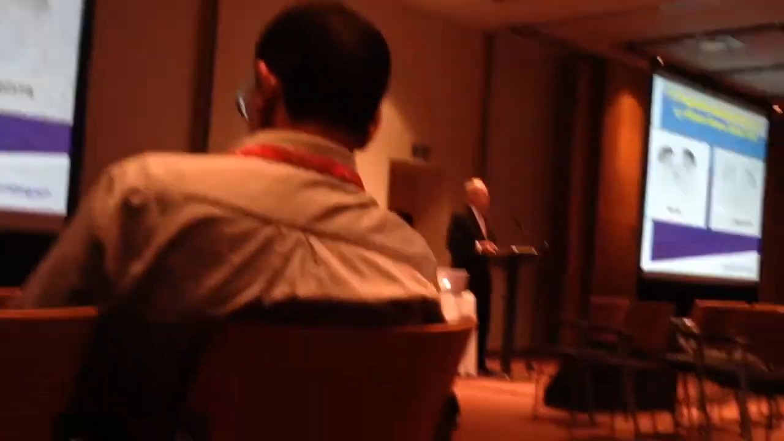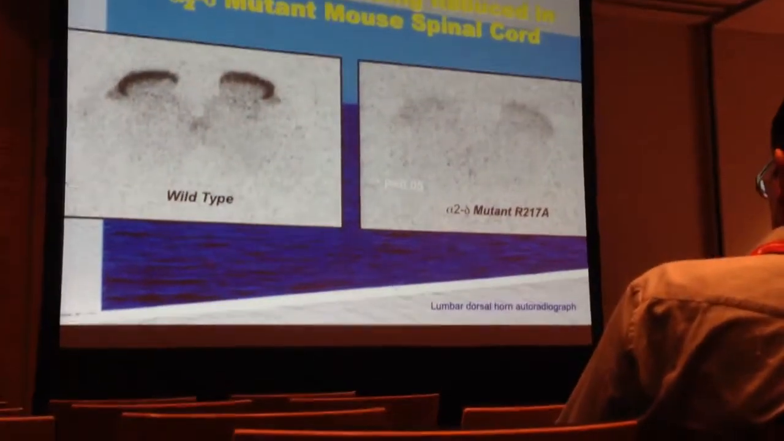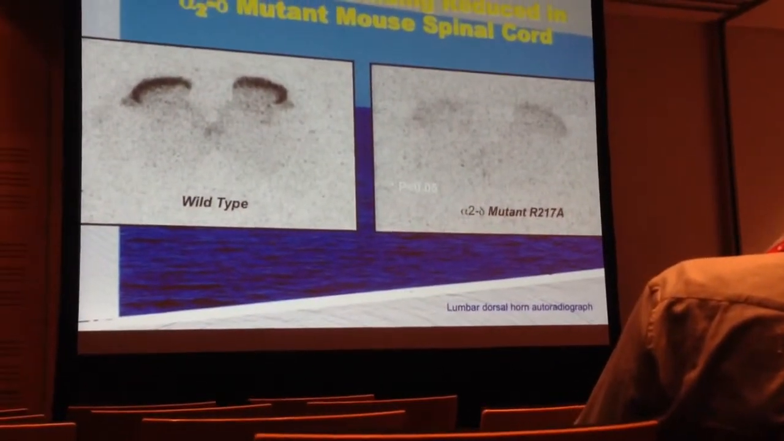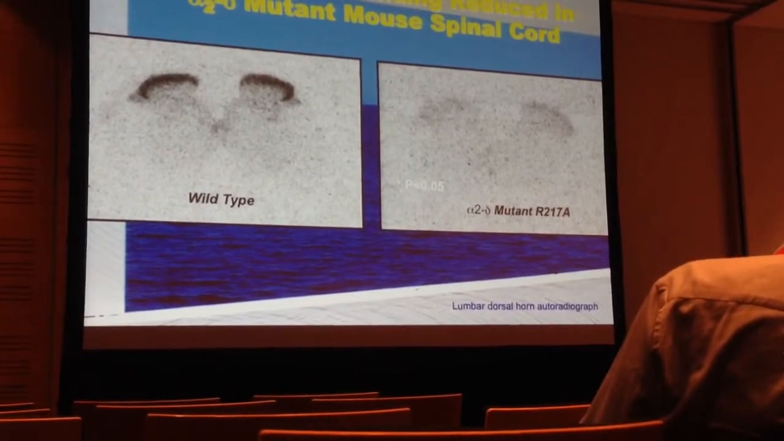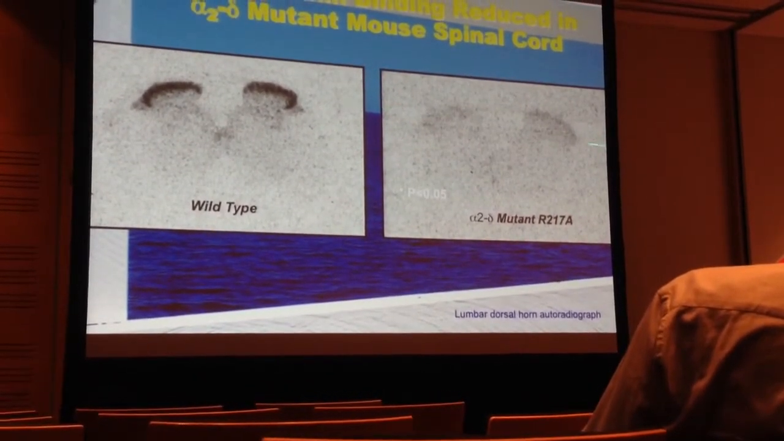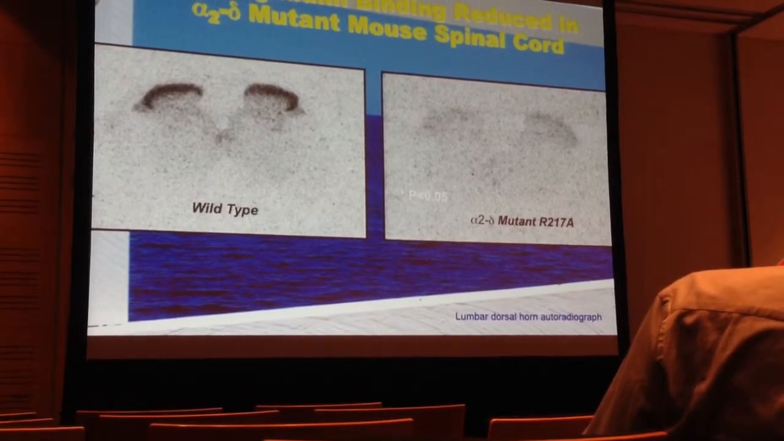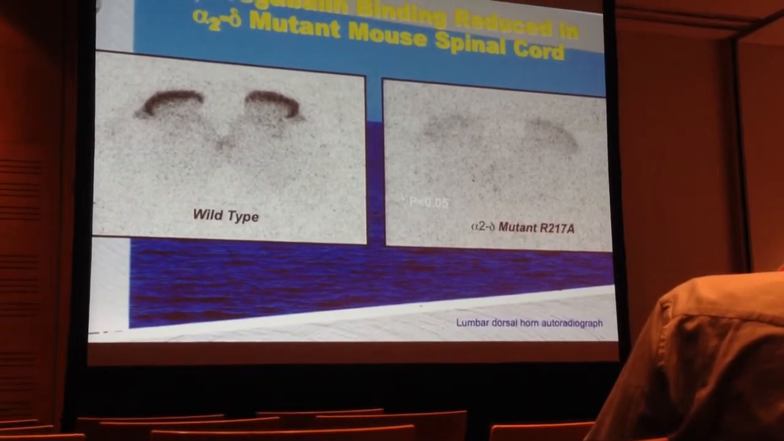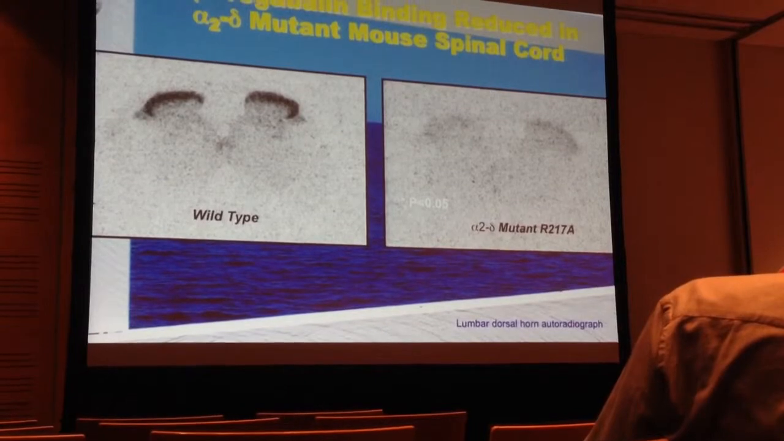Here is one. You see here radioactive pregabalin binding in a normal mouse and in a mouse which has been bred to have no alpha-2 delta subunits. And you see there is no longer any binding in the dorsal horn of the spinal cord when you get rid of the alpha-2 delta subunit.